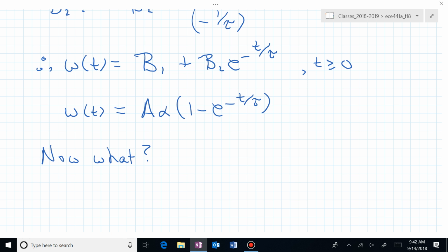Do I have to do the experiment over so that I can put it in the form that we just talked about before? No, we can figure it out from what we have, right? We just need to find alpha and tau.